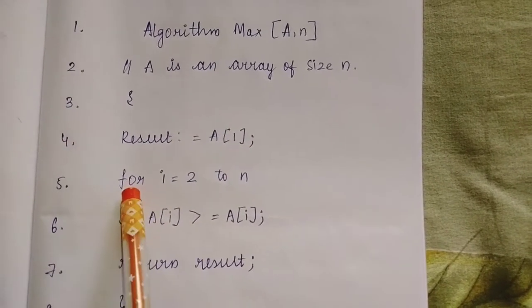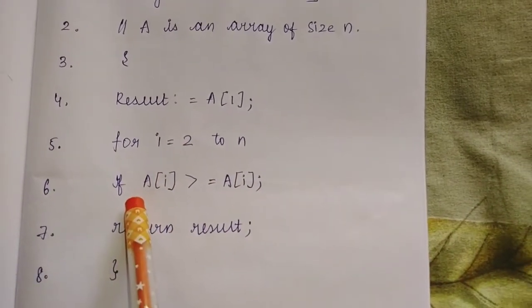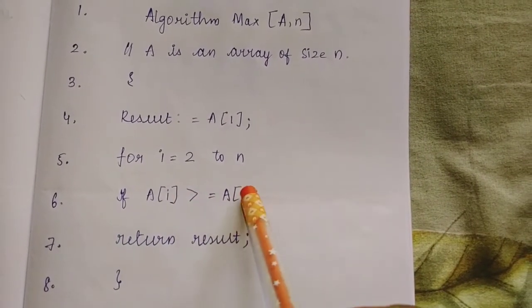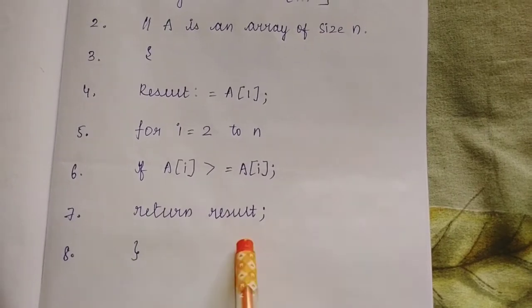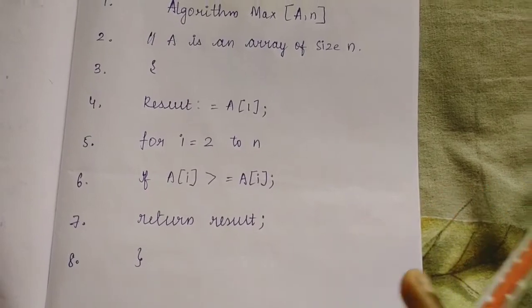For, we are using a looping statement here: i is equal to 2 to n. Then we are using a conditional statement: if A[i] is greater than or equal to result, semicolon. Then return result. We are putting in an input, then it will give us an output. Then we close the brackets.